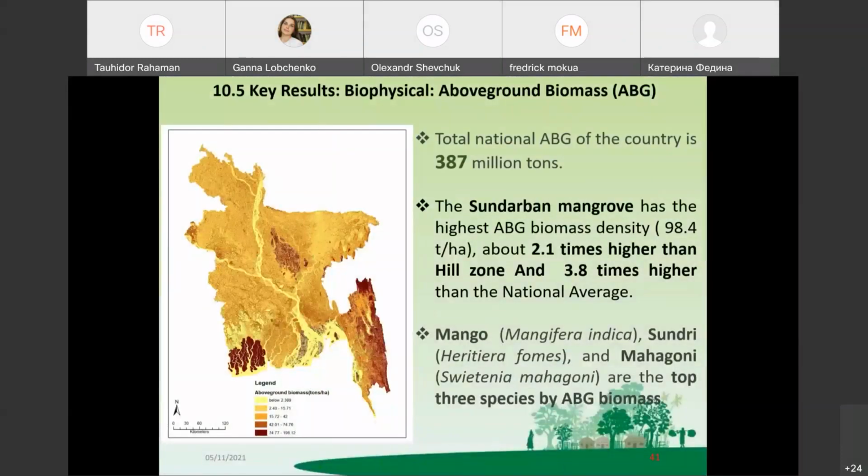Biophysical above ground biomass: the total national above ground biomass of the country is 387 million tons. Sundarban mangrove has the highest above ground biomass density, which is 98.4, and this is 3.8 times higher than the national average. Mangifera indica, Heritiera fomes and Sonneratia apetala are the top 3 species by above ground biomass. On the left side, we can see the above ground biomass mapping according to zone, and in the lower left, the Sundarban zone is highest.